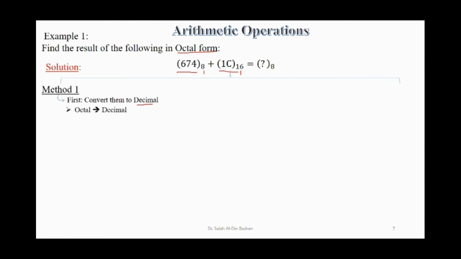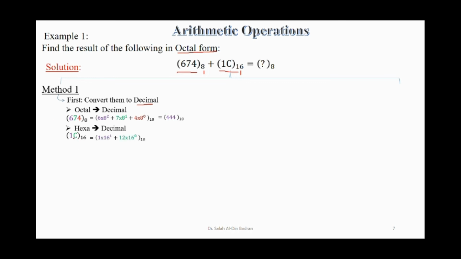The first step is converting octal to decimal. This is what we are going to do. We will convert this octal number into decimal. We multiply each of these digits by 8, raising the first one on the right side to the power 0, then increasing the power 1, 2 to get the decimal number. 444, this is the decimal form of this octal number 674.